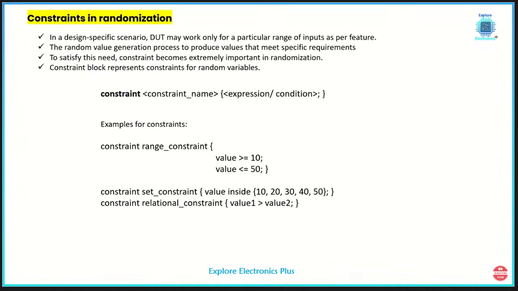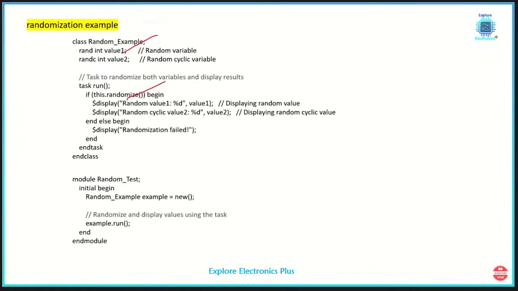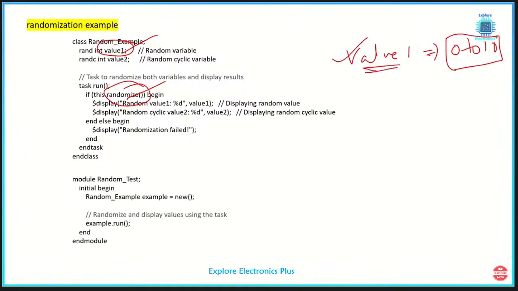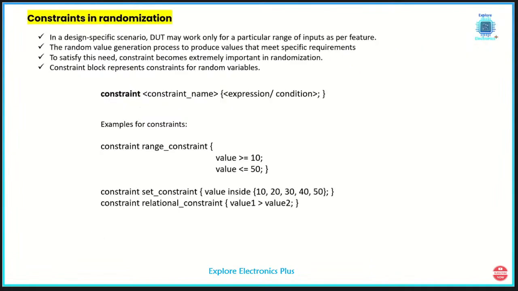Then for that randomization, we should have a control. Suppose we want to restrict value1 to be in the range 0 to 10. In such a case, we can use a constraint to control the randomization for this particular variable. Now let us see constraints in randomization. So we will be using this randomization in a test bench to generate different random stimulus.